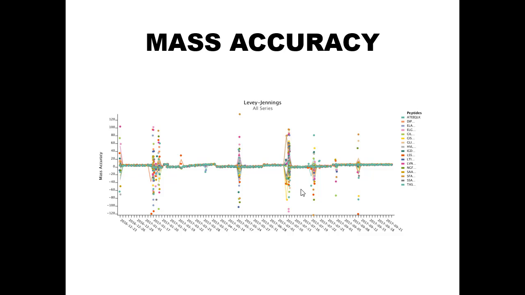You want the mass accuracy to be 0 on this scale, so no deviation from calibrated. And then you can see the lines start to increase where I'm deviating more and more from calibrated until I perform a system calibration that drops back down to 0.